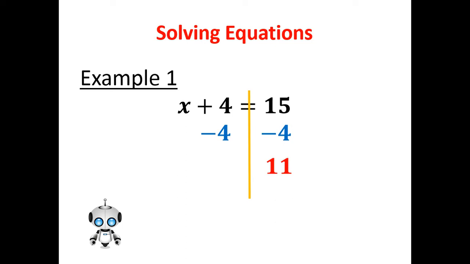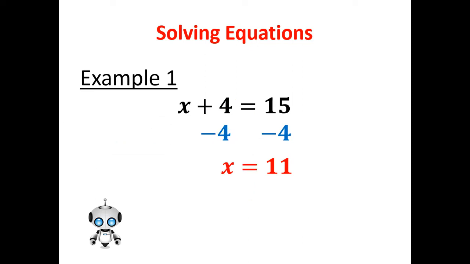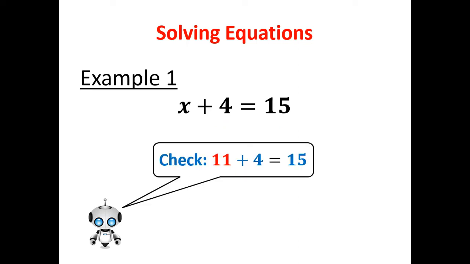On the left-hand side, this plus 4 and this minus 4 make 0. So they cancel to 0, leaving the only thing left on the left is our x, and we've solved the problem. x is equal to the number 11. Quick check, 11 plus 4 does make 15. We're confident x is equal to 11.